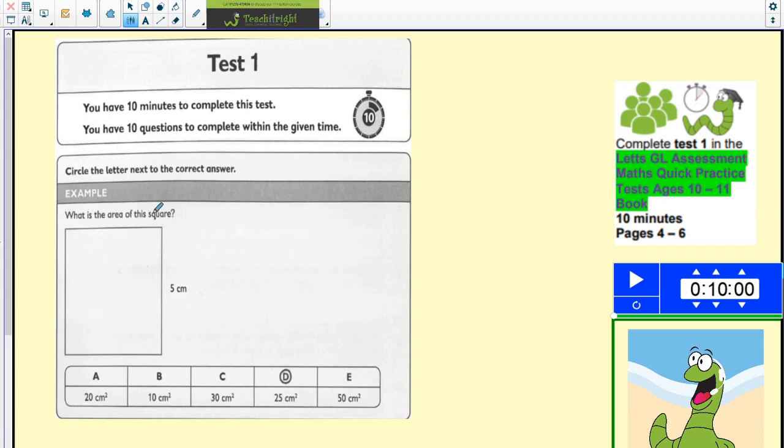It says, what is the area of this square? The important thing to note is that squares have 5 centimeters on all sides, so you can label both sides 5. You'll need to know formulae for more than just a square, like areas of rectangles and triangles. But for squares, area equals base times height. In this case, the base is 5 and the height is 5, so it's 5 times 5, which is 25.